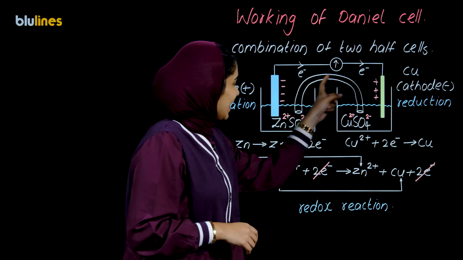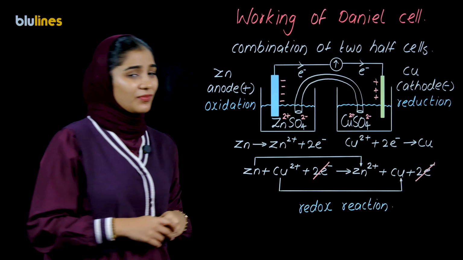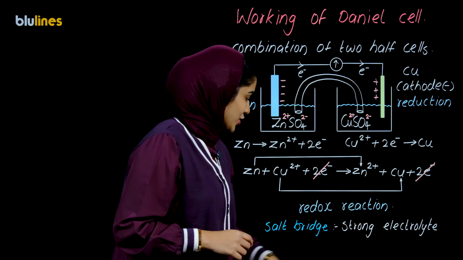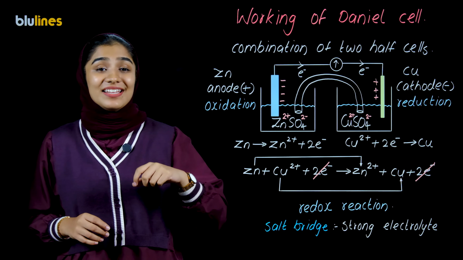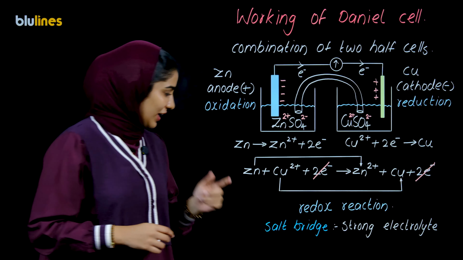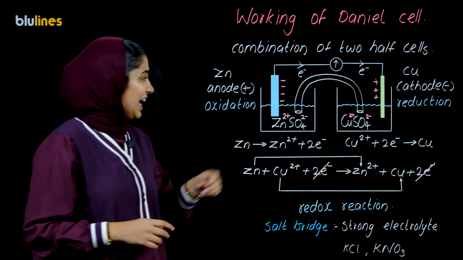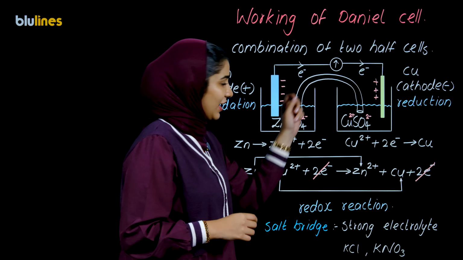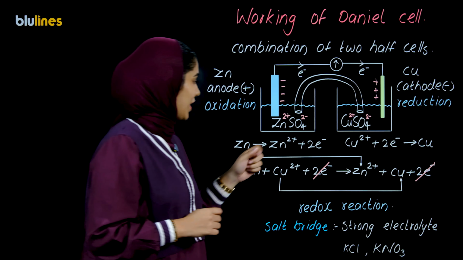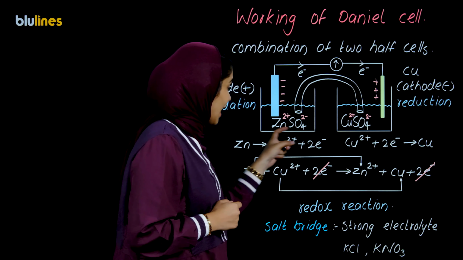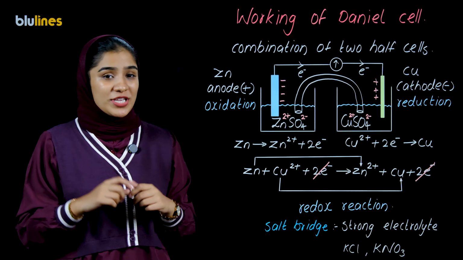Now, you could see a salt bridge here. This salt bridge contains strong electrolytes, example KCl or KNO3. The use of these strong electrolytes is here, as I said, there is a larger number of Zn2+, so it is a positive solution. There is a problem with it being a positive solution.